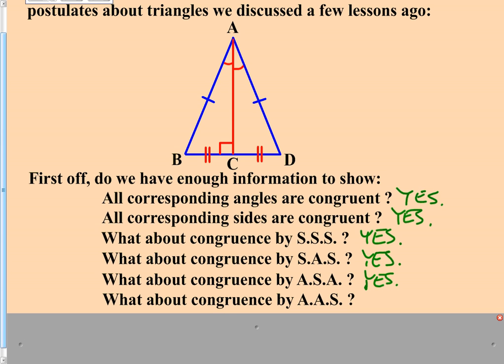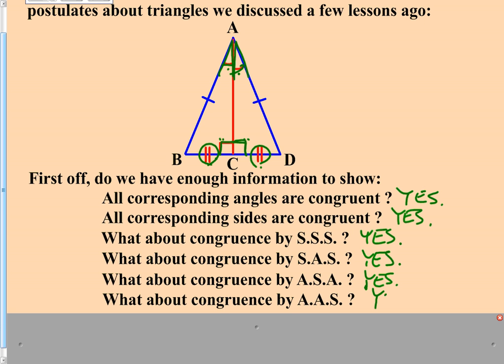How about congruence by angle, angle, side? Okay, well, let's see what we have. We have a set of angles right there that are congruent. If we travel along, at the very next intersection, we have another set that are congruent right there. And then we have a set of sides. Angle, angle, side, angle, angle, side.